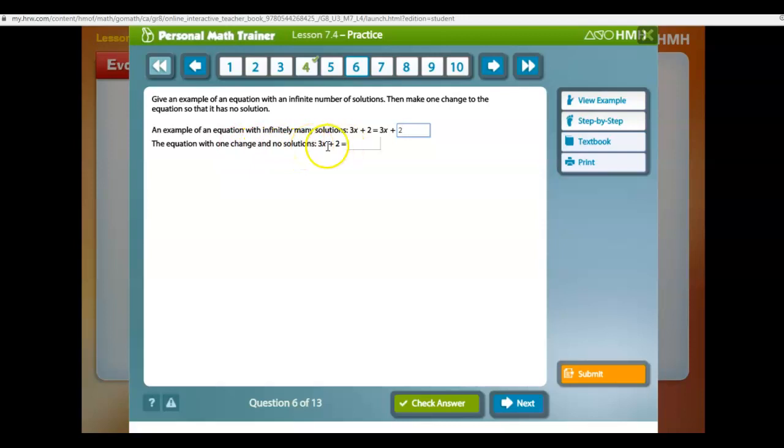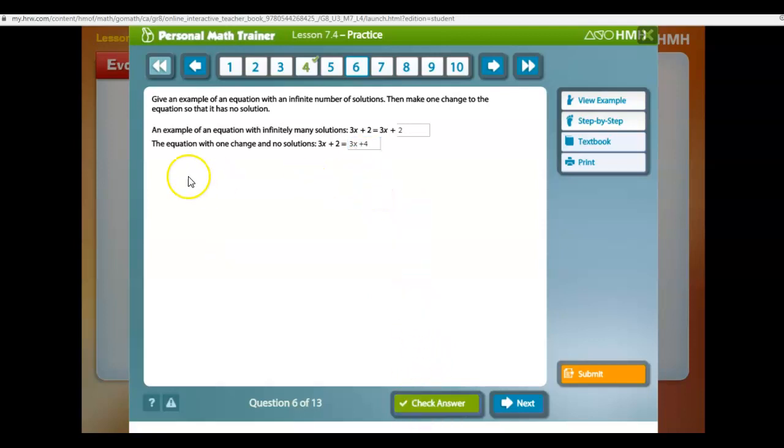In order for it to have no solution, the variable terms have to be the same. So here I put 3x, but the constant terms have to be different. It doesn't matter. This one had plus 2, so I can put in plus 3, plus 4, plus 5, plus 6. Anything but plus 2. I could also put minus if I want to. So I'm just going to put plus 4. Okay? And then I'm going to check my answer.